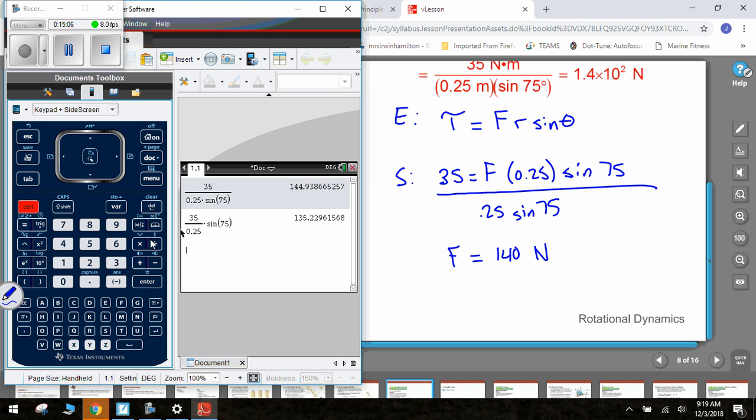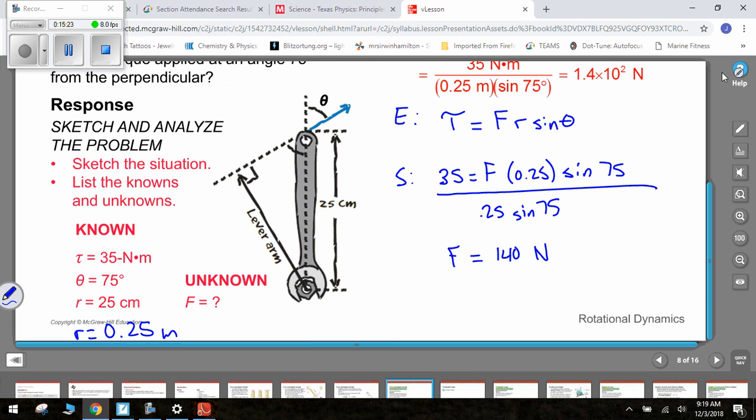So if I had, for instance, started by using the magic fraction button, I could have put 35 on top. And then on the bottom, I could have put 25 sine 75, and I would have got the right answer. Well, yeah, I was supposed to do 0.25. So you can still mess up even if you know what you're doing, apparently. Okay?